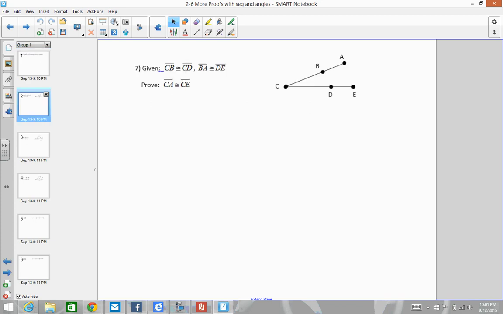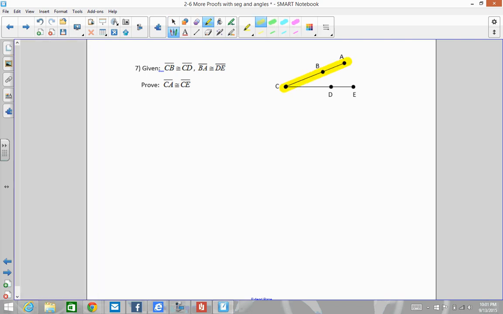So our first one is that we're going to prove that CA, and I'm going to use a highlighter for this segment right here, is congruent to this segment right here. CA is congruent to CE. Now, that's what they want us to prove. In this problem, it tells us that CB is congruent to CD, and BA is congruent to DE. So we know each of these parts are congruent, but we don't know that the whole things are congruent.